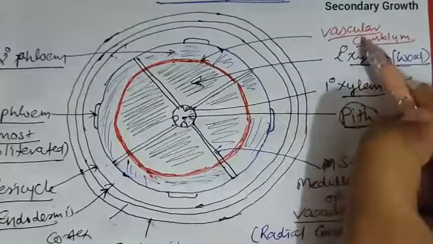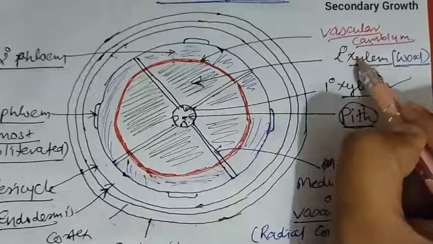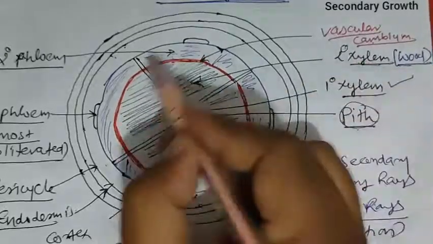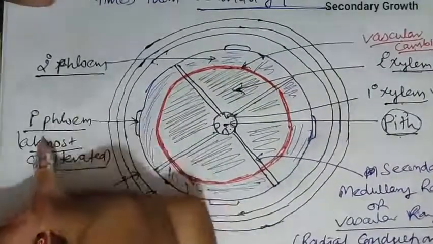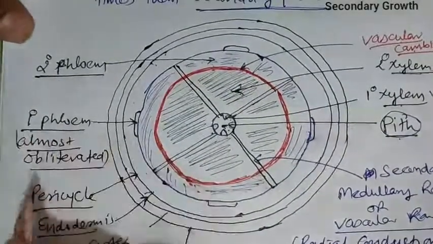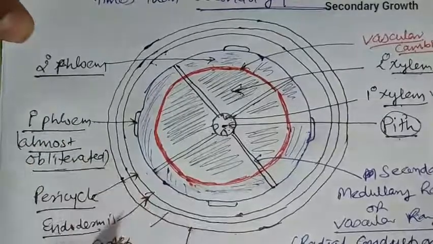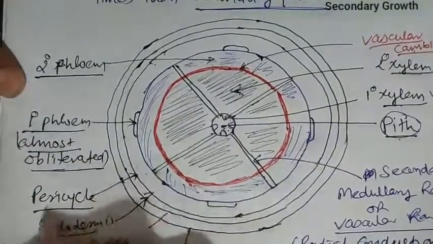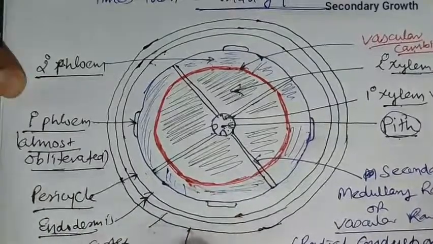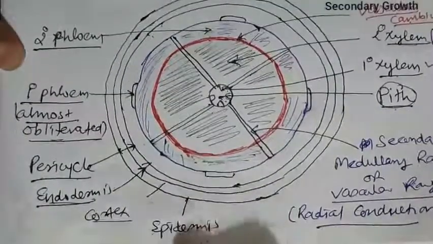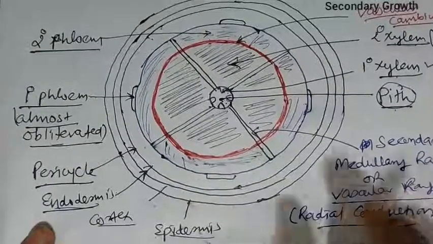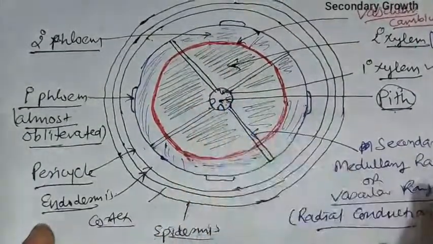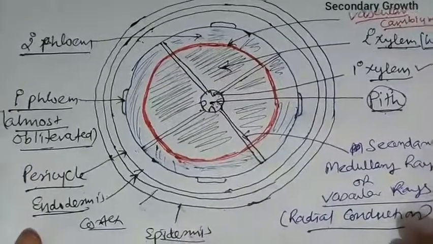So secondary xylem is formed by the activity of this vascular cambium ring on the inner side. Outside the vascular cambium you will find the secondary phloem, and outside that you will find the primary phloem, but it is almost obliterated, meaning almost lost. Outside that we find the pericycle, then endodermis, then cortex, and then epidermis. But the activity is more on the inner side.